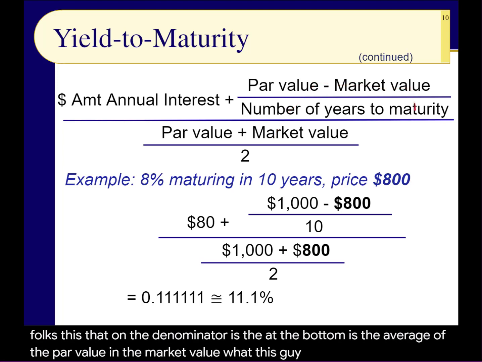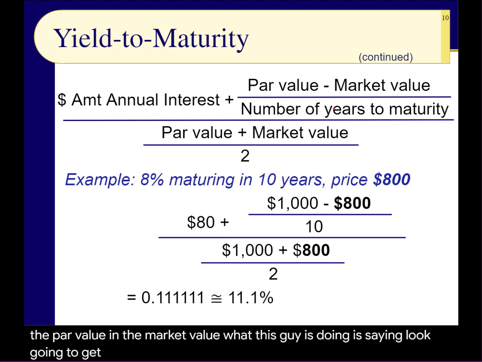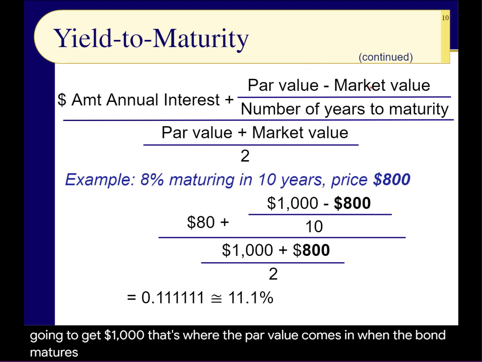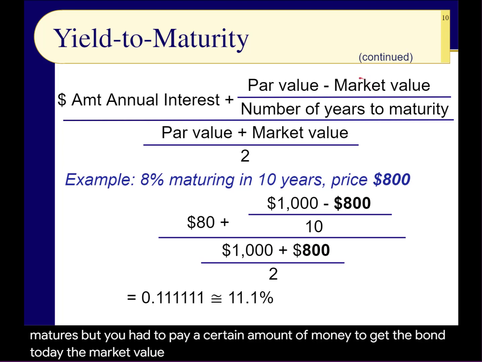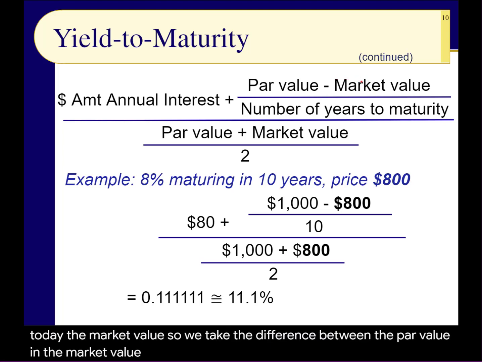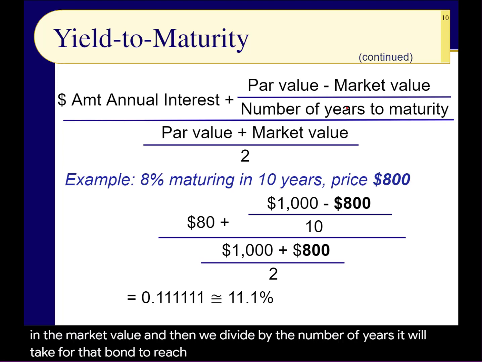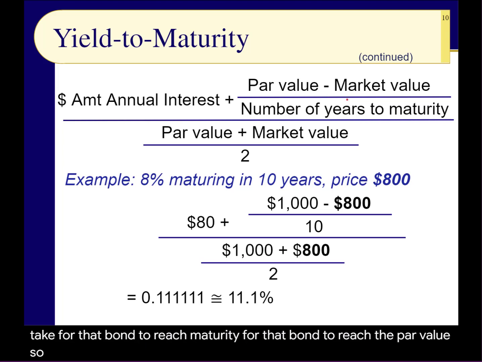What this guy is doing is saying, look, you are going to get $1,000. That's where the par value comes in when the bond matures. But you had to pay a certain amount of money to get the bond today, the market value. So we take the difference between the par value and the market value, and then we divide by the number of years it'll take for that bond to reach maturity, for that bond to reach the par value. So once you break it down, it makes sense.